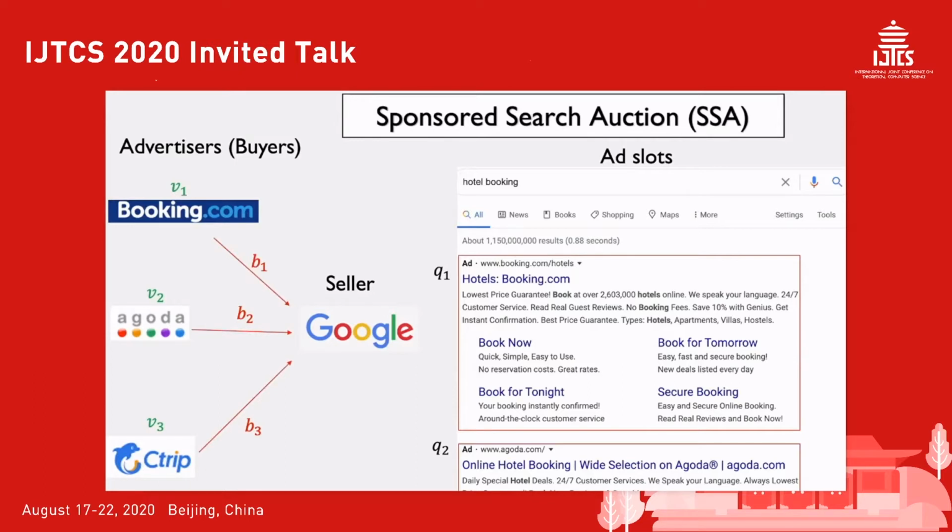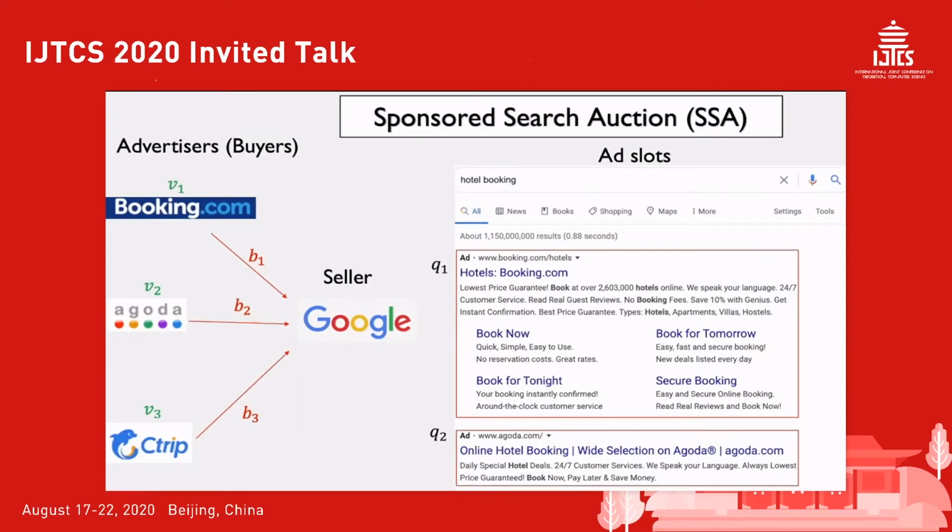Instead, the buyers submit a set of bids to Google. And given this set of bids, Google determines how to allocate ad slots to advertisers and determines how much money each advertiser should pay. This is formally described by two functions x and p, where x maps the bids to the allocation, and p determines the payment of buyers.